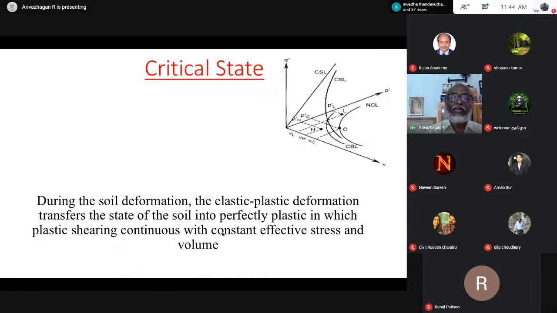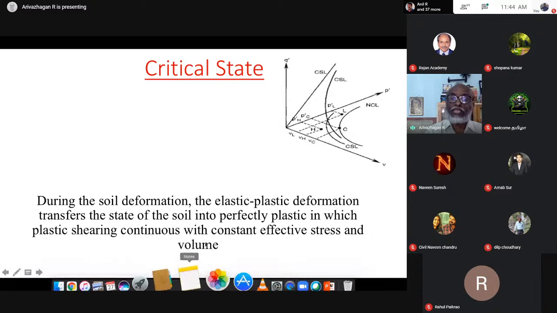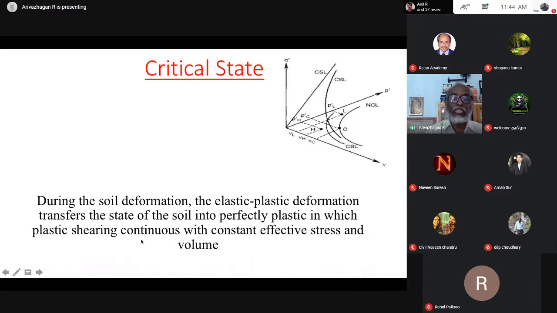So I define the critical state. During soil deformation, the elastic plastic deformation transfers the state of the soil into perfectly plastic, in which plastic shearing continues with constant effective stress and volume. Here I am explaining, not wanting to go into detail, just to remember what is meant by critical state.